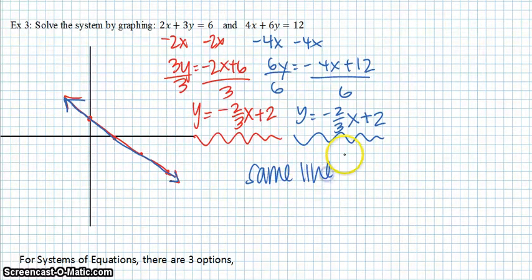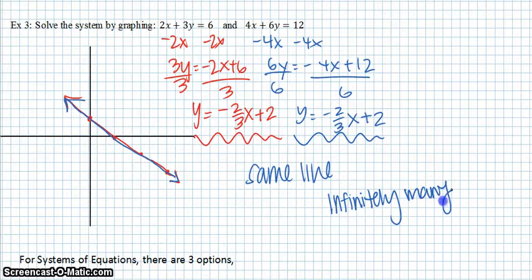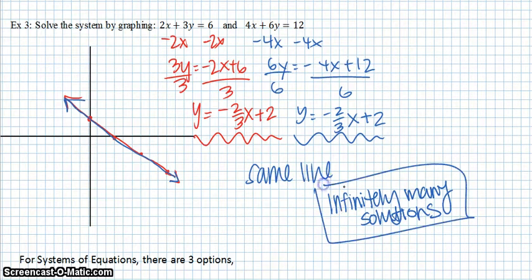They intersect everywhere. So they have infinitely, ooh, I just spelled that wrong. Infinitely many solutions. There you go. So it intersects at all the points on the line. Infinitely many solutions. All points on the line.